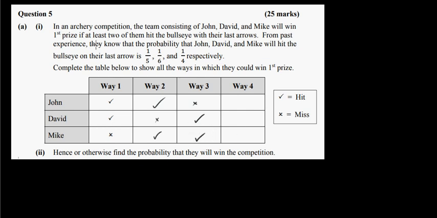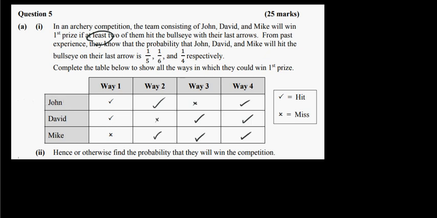And then remember, it says here that at least 2 of them could hit the bullseye with their last arrow. So theoretically all 3 could hit. So we could have this situation here. All 3 of them could hit with their last arrow. So that's part A1 done, really. Hence or otherwise, find the probability that they will win the competition. So winning the competition is a combination of all these different scenarios here.